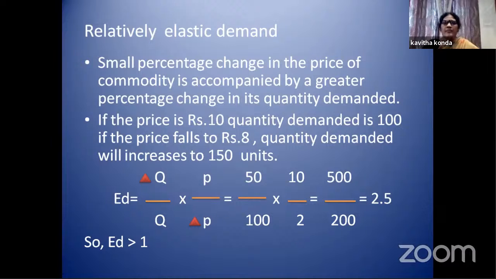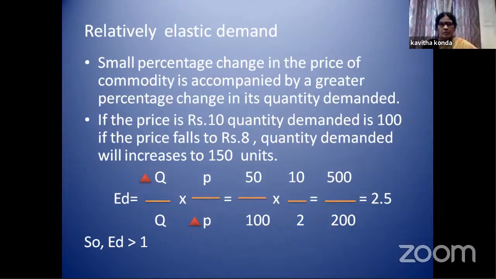Here for example, if the price of the good is 10 rupees and the quantity demanded is as usual 100. When price falls to 8 rupees, quantity demanded increases to 150. For a small change, the 2 rupees fall in price gives a larger change. Means 150 minus 100, 50 units change. A greater change can be noticed here.